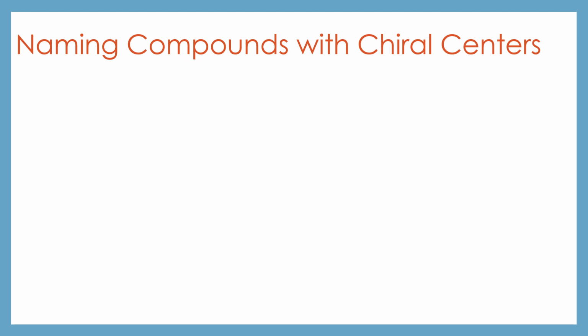Now we're going to see how we add in R and S designations into the names of compounds. So one thing you might want to go ahead and do is pause and figure out the chiral configurations of everything. So give R and S to every chiral carbon. I'm going to do that, but I'm just going to talk through them a little more quickly than I have been.